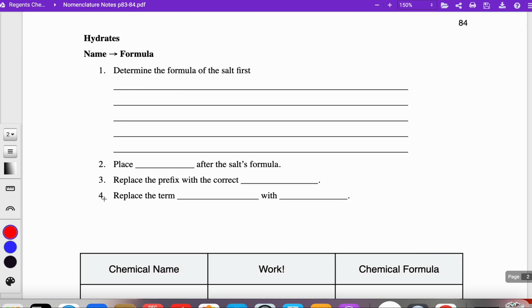Now if you're given the hydrate's name, come up with the formula. The hardest part is going to be the salt. So, match the name to the correct symbols. You can use your table S and table E, whether one or both are elements or one or both are polyatomics. You need to then balance the charges.